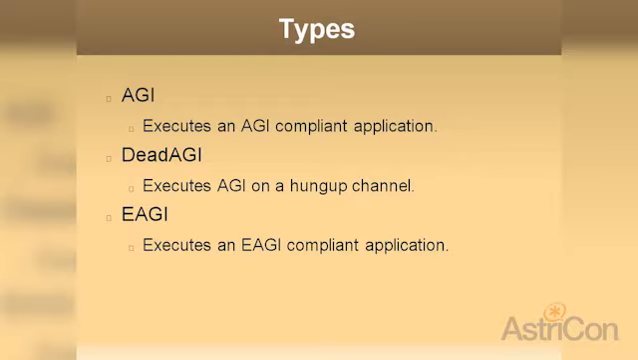So there are mainly 3 types of AGI. You have the regular AGI. You have something called a dead AGI. Are you familiar with the H extension? When you hang up, it calls a special extension called extension H. So dead AGI is to execute a specific AGI when you hang up. And there is the E AGI, which is the enhanced AGI. I never used E AGI in my life. It just offers you some more control on your audio.